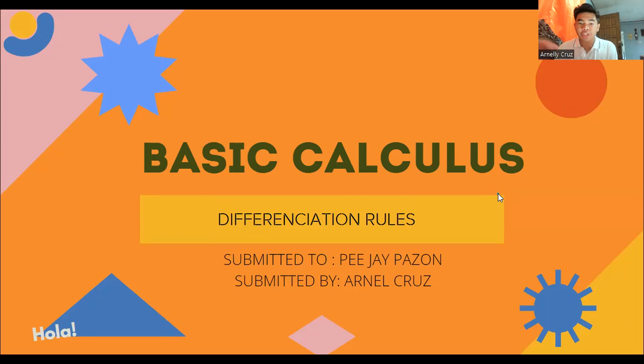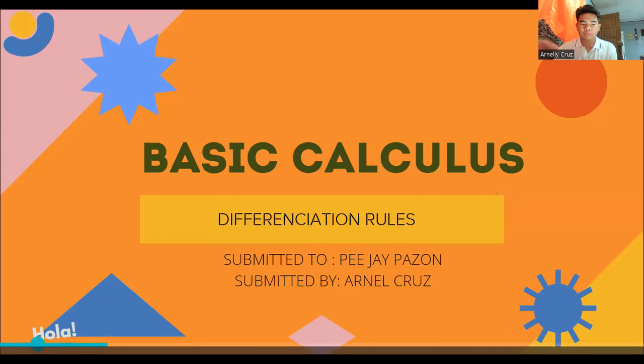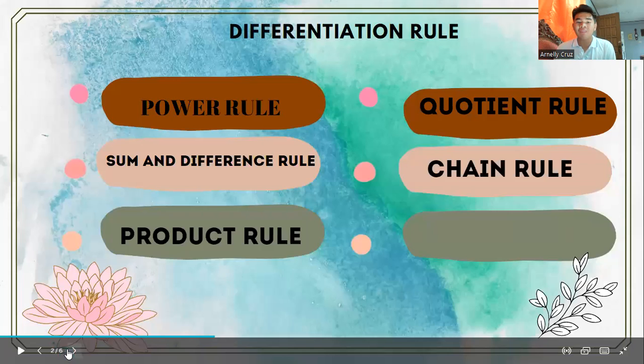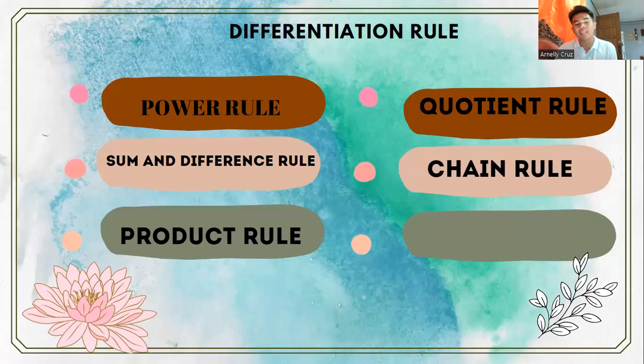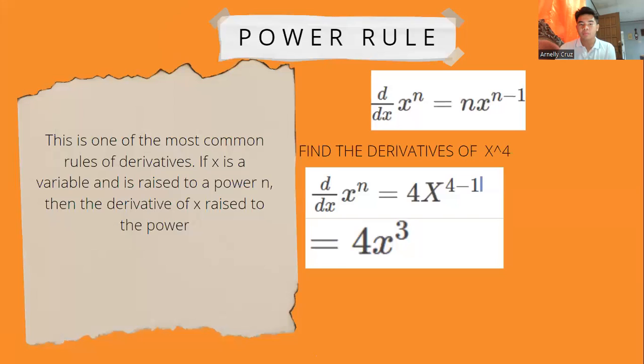For today's video, I will teach you the differentiation rules. We have 5 kinds of differentiation rule. This is our power rule, ang ating sum and difference rule, the product rule, quotient rule, and chain rule. Pero ang aking ituro sa araw na ito ay ang tatlong common rule. This is the power rule, sum and difference rule, and product rule. So we'll start with our power rule.